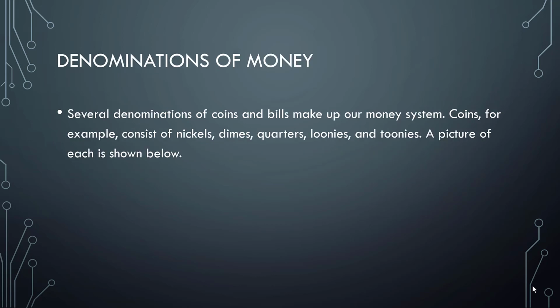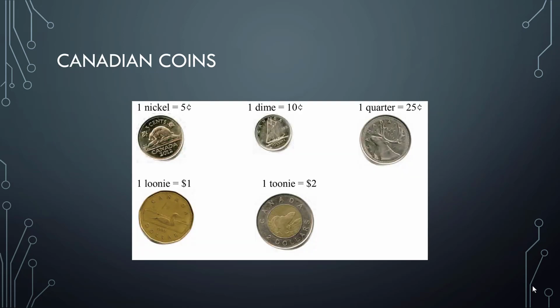Okay, so denominations of money. Several denominations of coins and bills make up our money system. Again, Canada's money system. These consist of nickels, dimes, quarters, loonies, and toonies. And a picture of each is shown below.